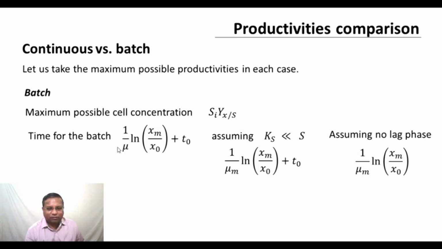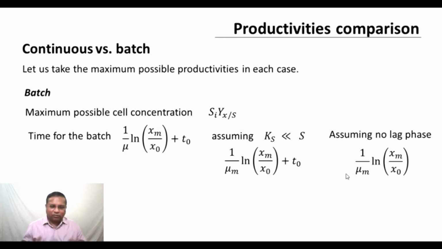Here I have just replaced mu with mu m, saying when Ks is much less than S, then you would be at the maximum specific growth rate, the asymptotic value. So I have replaced mu with mu m. So 1 by mu m ln of xm by x naught plus t naught. And if we assume no lag phase, it starts growing right from the beginning, which happens many times, then we can completely ignore the lag time here. And so 1 by mu m ln of xm by x naught.